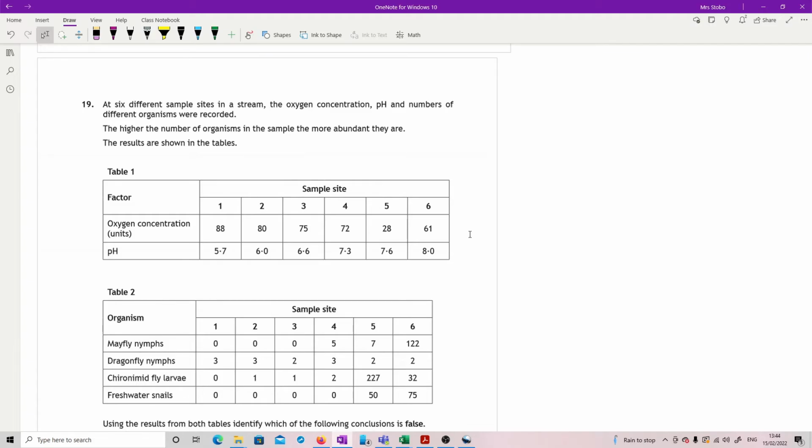Okay, at 6 different sample sites in a stream, the oxygen concentration, pH, and numbers of different organisms were recorded.